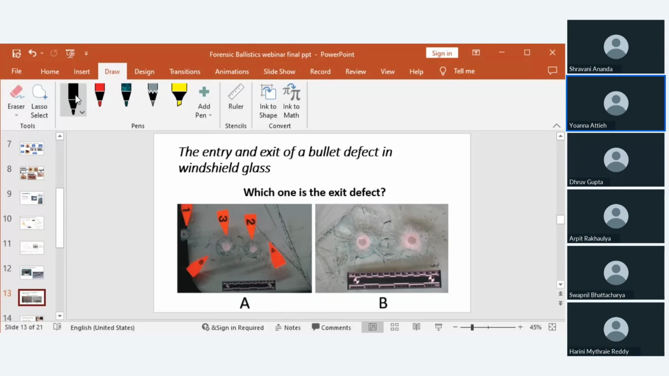I will draw again. Okay, so this is the coning effect. Sorry. Here. This is the coning effect.